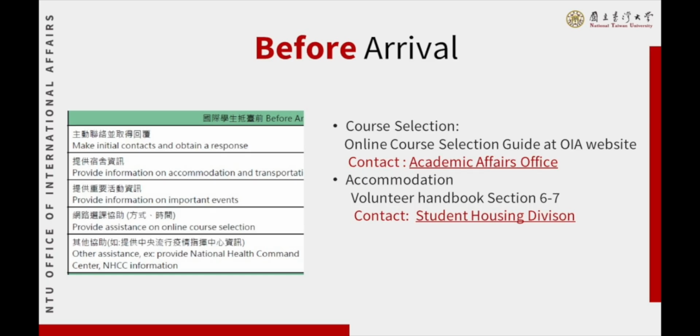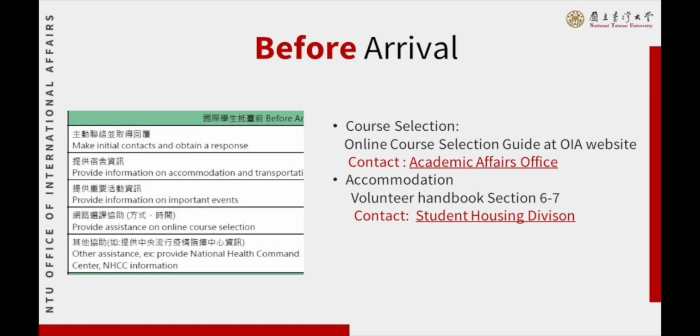Third, tasks of the International Student Volunteer Service. Before international students arrive in Taiwan, your most important task is to provide them with information about course selection. The OIA website offers course selection guides in multiple languages. However, we strongly recommend explaining the course selection system to your student in advance to ensure a smoother process. If they encounter issues with course selection, you can contact the Office of Academic Affairs or their department.